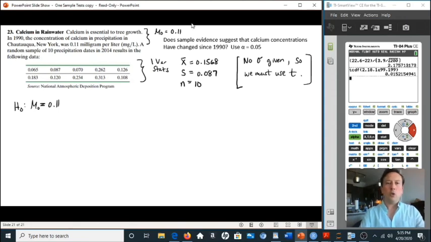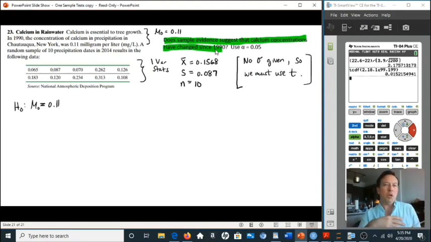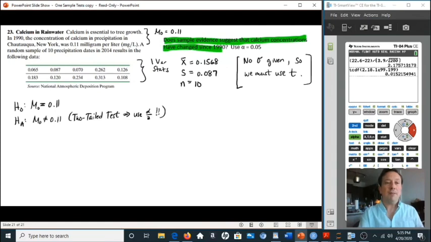So our status quo is the null hypothesis, so mu null equals 0.11. And we want to know if the concentrations have changed since 1990. So changed means, has it decreased? We don't know. Has it increased? We don't know. Could it be both? Yeah, it could be one way or the other, right? So it's a two-tailed test in that case.